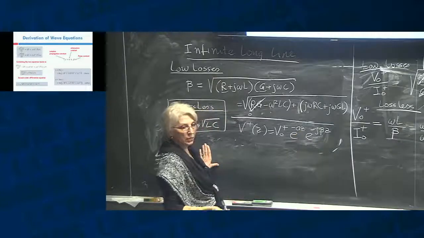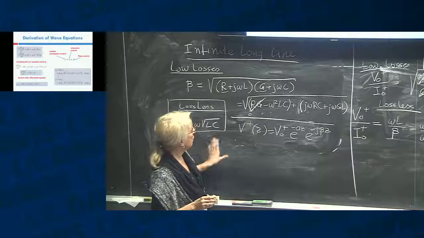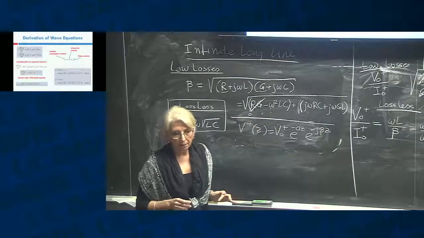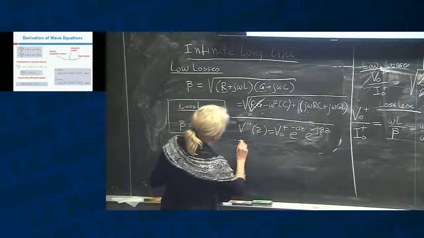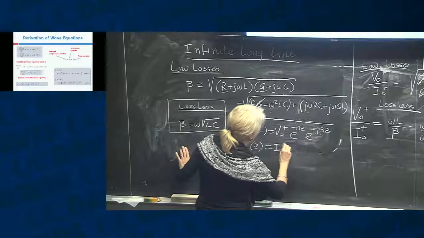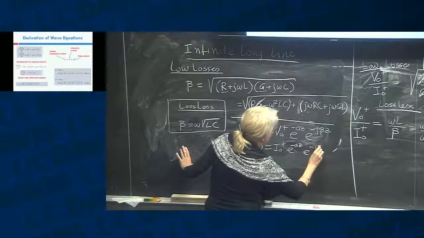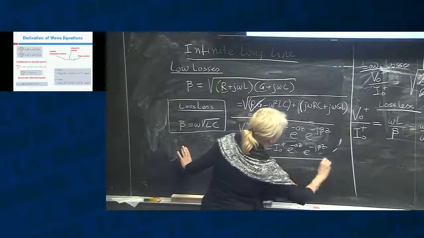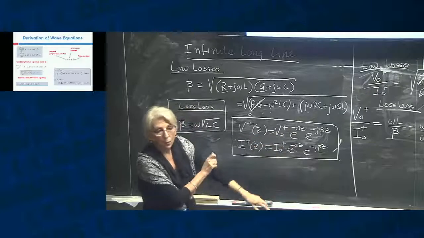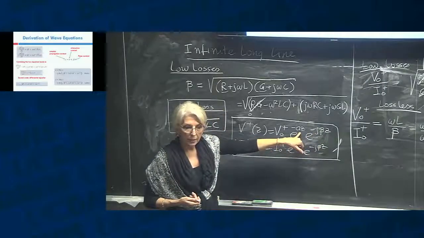And either they give it to you or you calculate it if you have enough data, if you know the geometry. Usually for what we're going to do, it's going to be given to us. And then I of z will be I naught plus e to the minus alpha z, e to the minus j beta z. And that's for low losses. So for low loss cases, it tells you that the wave propagates along the z direction, but it attenuates as it goes.